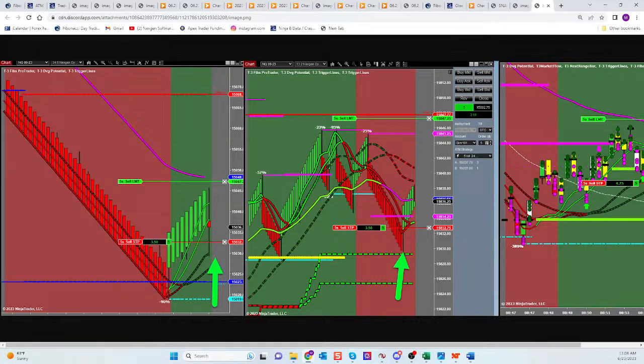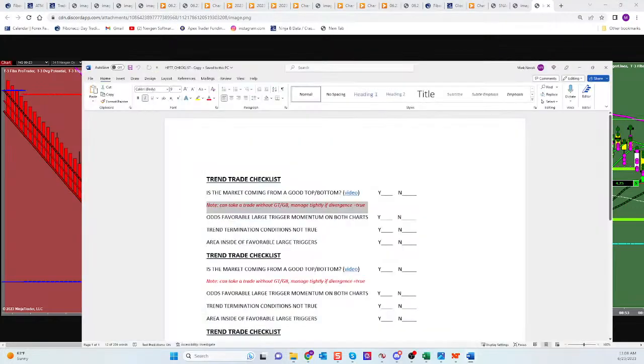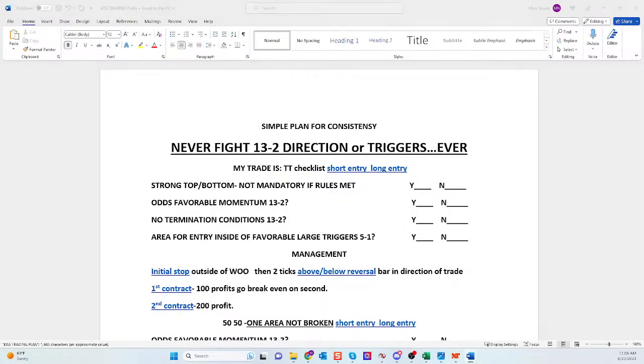Everything revolves around chart reading. As you grow with the software, your chart reading is going to get better. When your chart reading gets better, you're going to be able to take and manage assertively. Until you can take and manage assertively, guys, it's okay to keep it simple. And this is a simple plan for consistency.